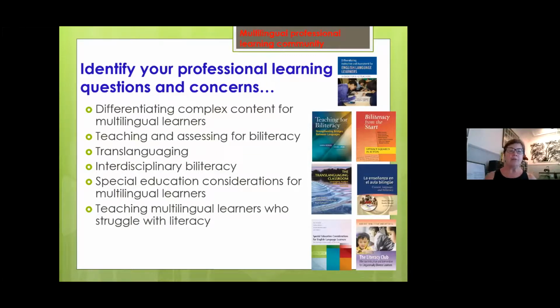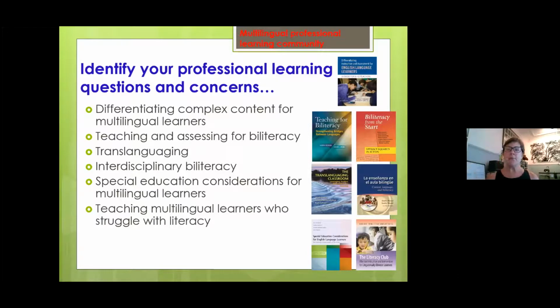There's been a lot of interest in special education considerations for multilingual learners because folks get confused about whether this is a language difficulty or a learning disability. How can we make decisions about what's best for our multilingual learners who seem to be having learning difficulties? And we also have approaches for teaching multilingual learners who struggle with literacy, and more.